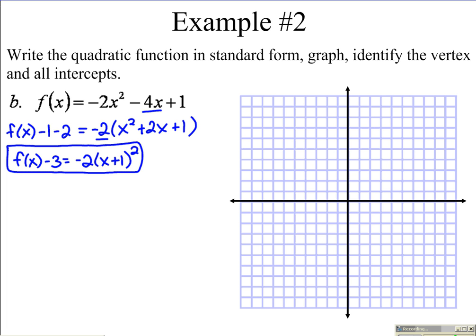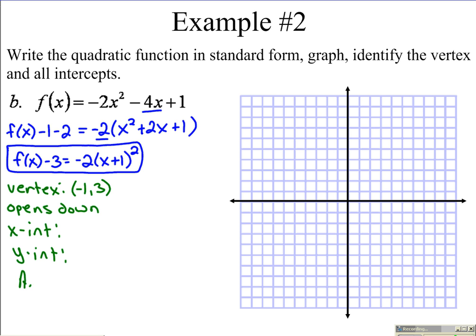Again, you have to be able to get to standard form. If you can't get to standard form, it's going to be very difficult for you to identify everything else. Vertex. Is that the ordered pair -1, 3? This parabola opens down. And let's go ahead and find the intercepts, x and y, as well as the axis of symmetry.